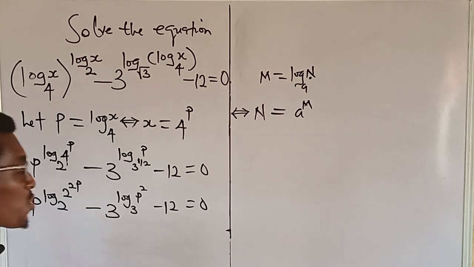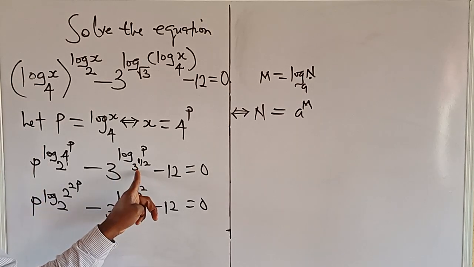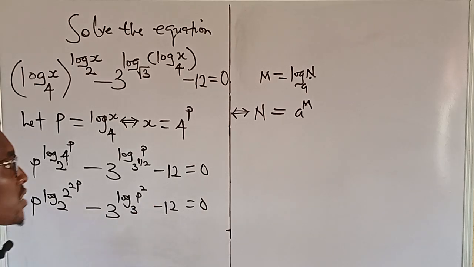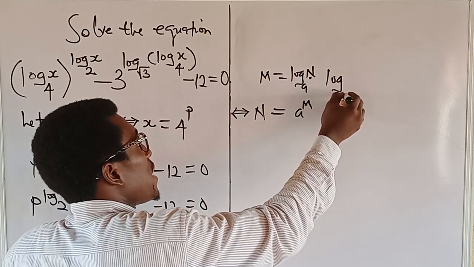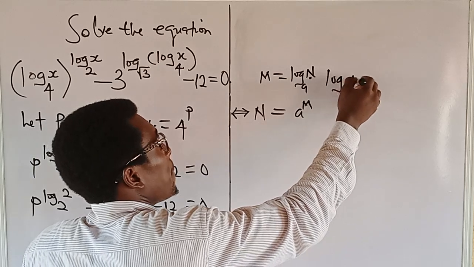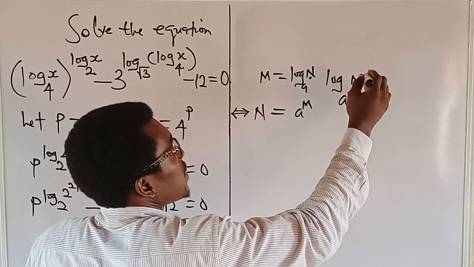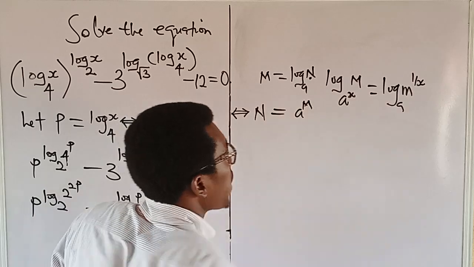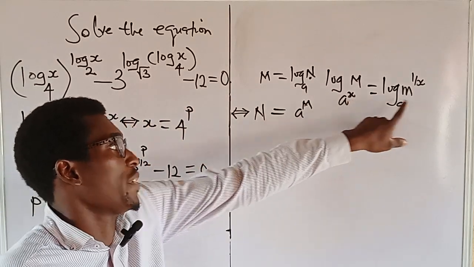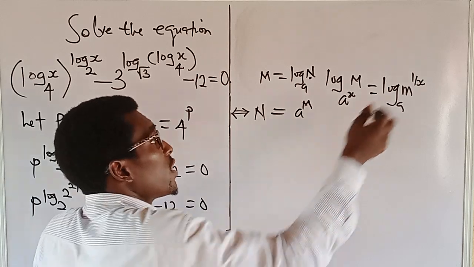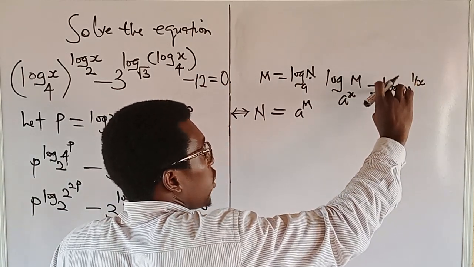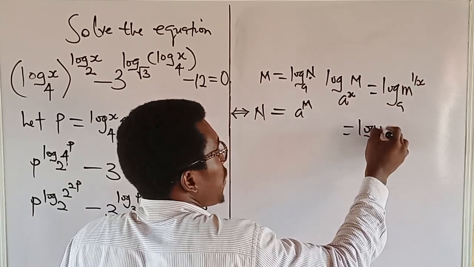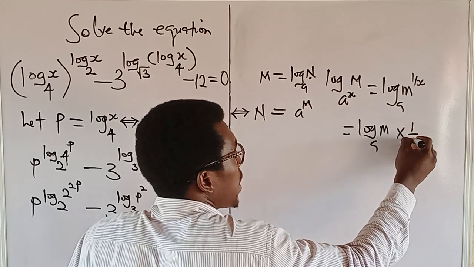But for a moment, you may be confused. You may wonder, how come 3 to the power of 1 over 2 becomes p squared? There is a law in logarithm that says that whenever we have log to the base a of m to the power of x, this is equal to writing log to the base a of m to the power of 1 over x. So whenever you have something of this nature, it becomes this. And this further breaks down to writing log to the base a of m times 1 over x.